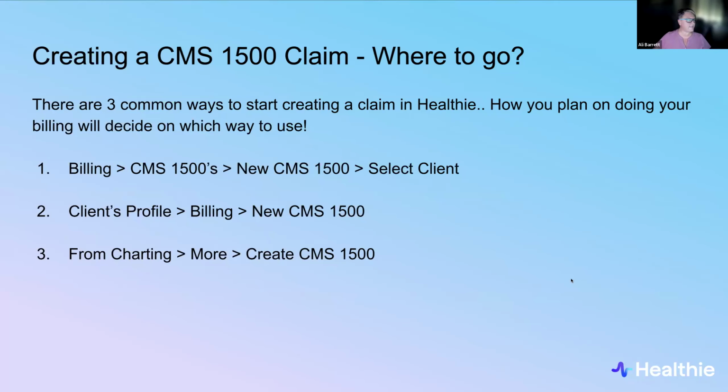So the first way is actually going into Healthie on the left-hand side of your screen. In the billing section, you go to the CMS 1500 form, the new claim, do the new CMS 1500, and then select your client. Or you can go into the client's profile, the billing section, and new CMS 1500 form.